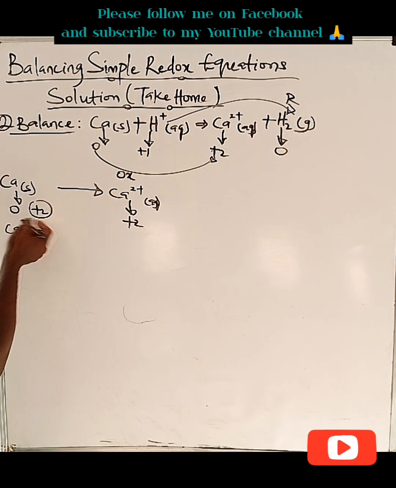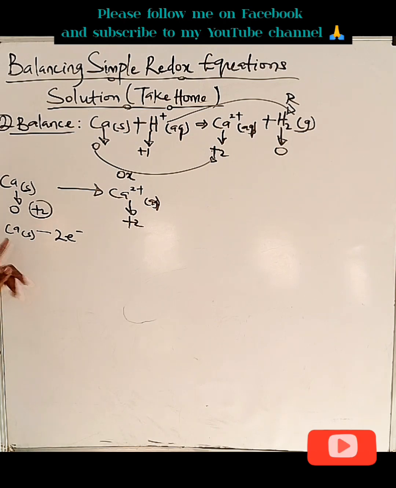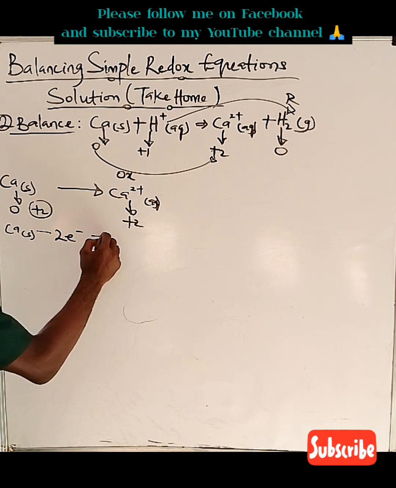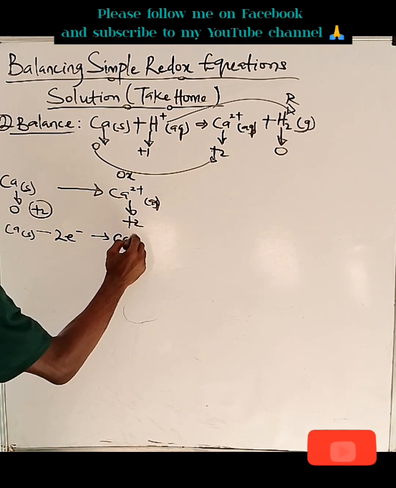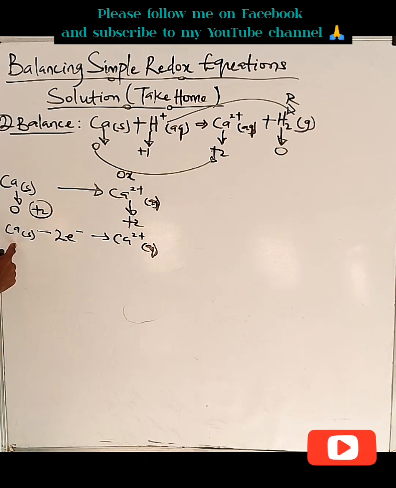Don't forget to also add 2 electrons. That means you're going to minus 2 electrons. How do we mean? This 0 here, minus 2 electrons, that's 0 minus 2 times minus 1. That's 0 plus 2. So what do we have here? We have calcium minus 2 electrons equals calcium 2 plus aqueous.